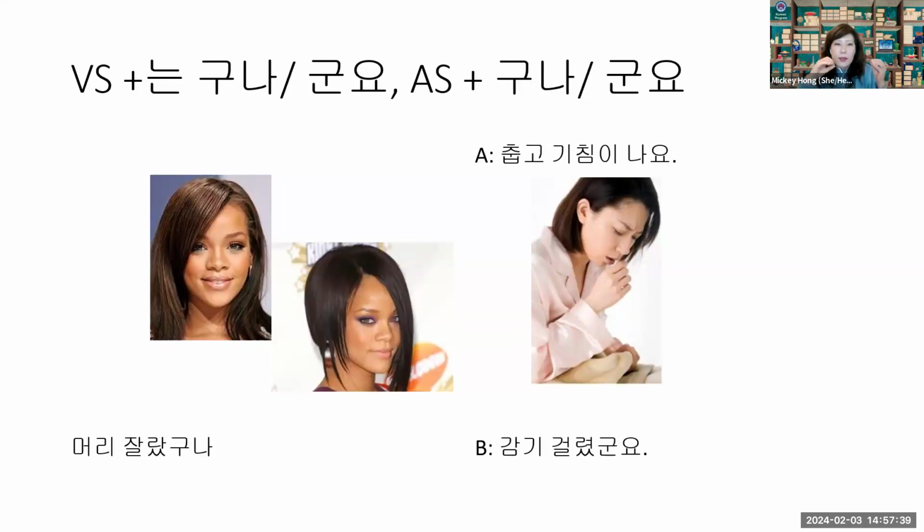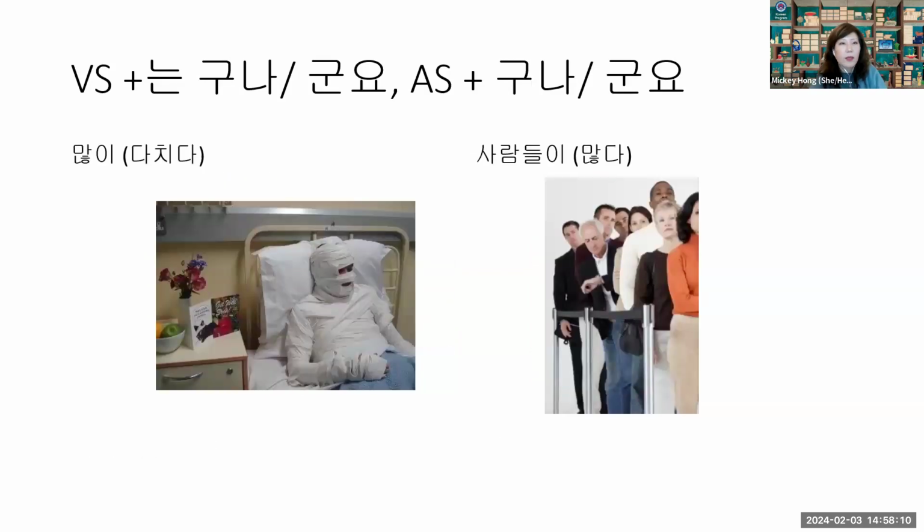So this is another difference, you guys. When you say 머리 잘랐구나, it's a response to the fact that you did this. Whereas when you say 머리 잘랐네요, it's like, wow, I see a difference. It's not that you cut your hair, but like, I see a difference. Your appearance is different. Okay. 춥고 기침이 나요. Again, diagnosis, 감기 걸렸군요. You must have a cold. Okay, I see that you have a cold then.